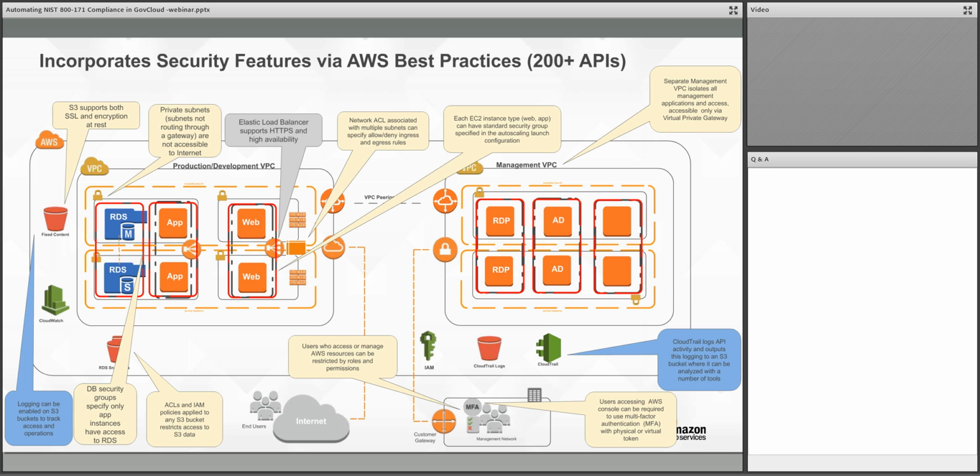We set up network ACLs associated to multiple subnets that can allow and deny ingress and egress traffic. We set up private subnets that are not available from the internet. We set up S3 buckets, which are going to force SSL and encryption at rest. All of these are different types of security configurations that are done through these standardized reference architectures in order to ensure that you can automate the provisioning of systems.